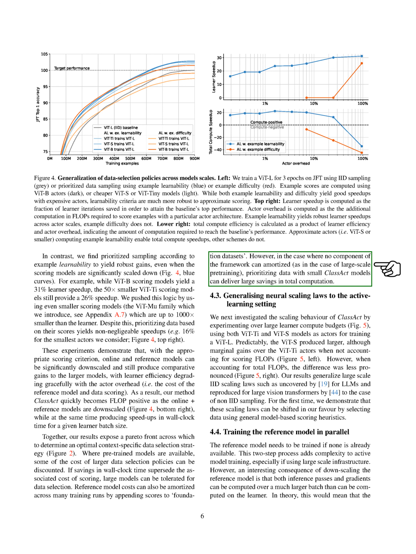However, in cases where no component of the framework can be amortized, prioritizing data with small class act models can deliver large savings in total computation.